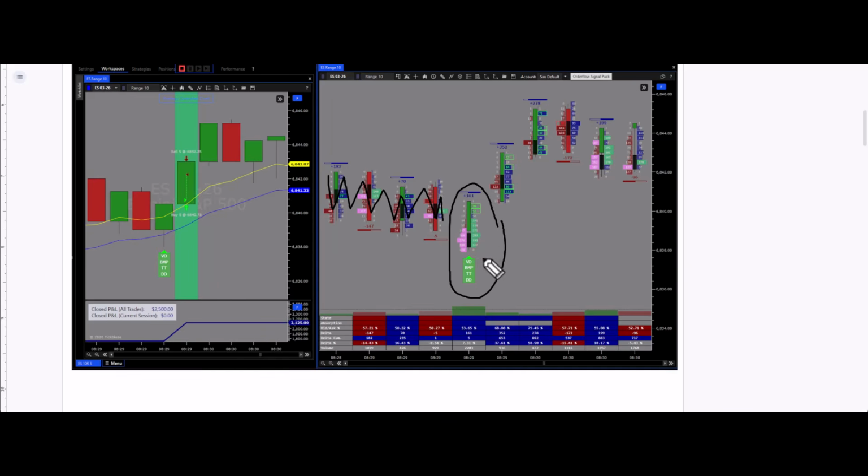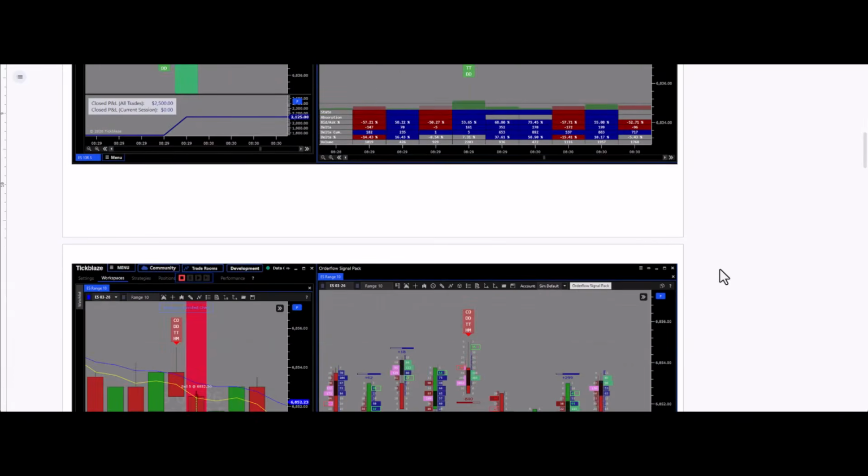And all of a sudden, we got 4 stacked signals all lining up on the same candle. And then you get the signal here, and then boom, great day trade. Let's keep going and show you some other examples. Take a look at this one.